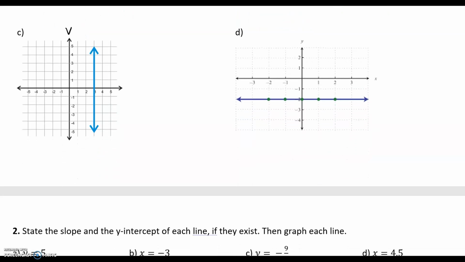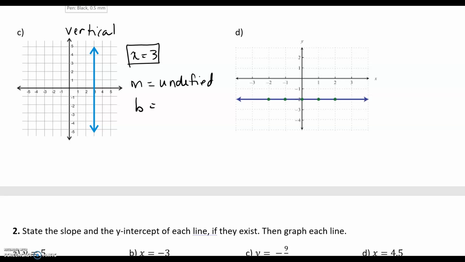I can see I have a vertical line. So if I have a vertical line, I can see the line goes through the x-axis at 3. So that is my equation. And now I need my m and my b. The slope of any vertical line is undefined. And the b value, it does not cross the y-axis, so we know the b value is none.